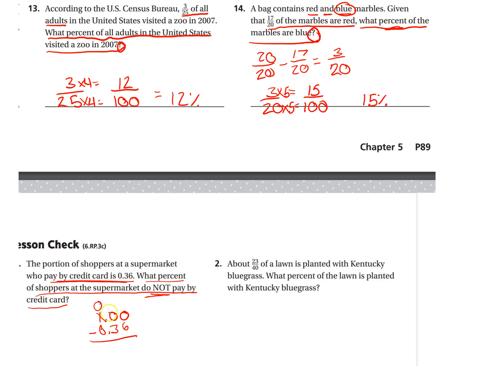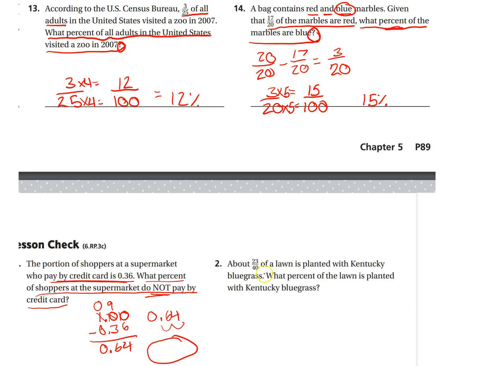So I'm going to have to do some subtraction here. 10 minus 6 is 4. 9 minus 6 is 3, decimal 0. So now I have to change 0.64 to a percent. To do that, I multiply by 100 or move my decimal over twice.